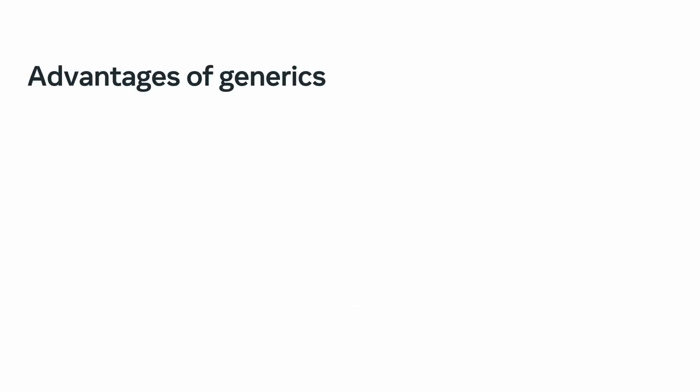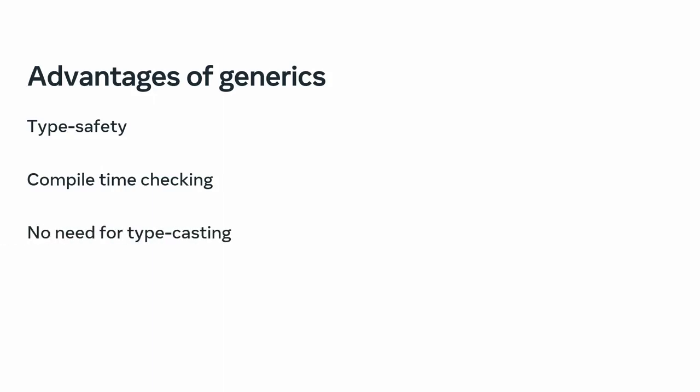Now, let's discuss the advantages of generics in Kotlin. There are 3 advantages of generics in Kotlin. Type safety. Generics provide type safety by storing only objects of the parameterized type. Compile time checking. The parameterized types are inferred when the code is compiled. This helps to avoid issues from occurring when the code is running. And no need for typecasting. There is no need to typecast the objects. The compiler generates the required code to replace the parameterized type with the inferred types.